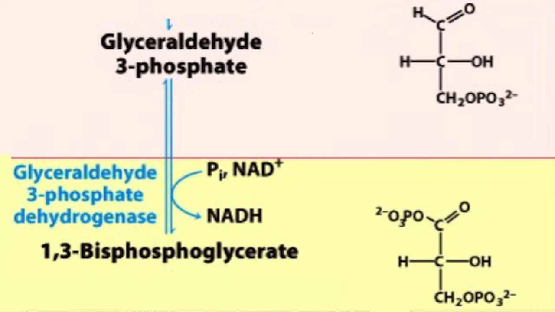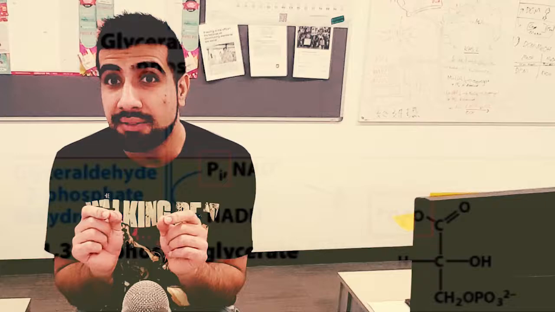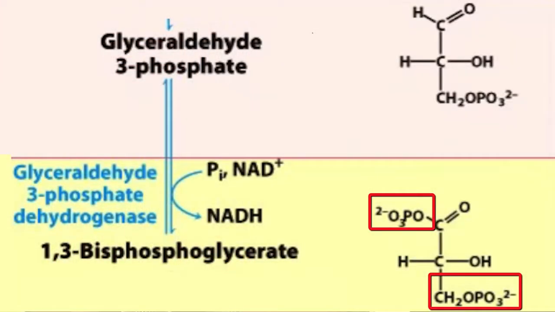What we also see is the addition of a phosphate group, or inorganic phosphate, represented by Pi. And so this dehydrogenase takes that phosphate group and attaches it to the first carbon of the glyceraldehyde 3-phosphate to produce 1,3-bisphosphoglycerate. Again, it's bisphosphate, not diphosphate, because those phosphate groups are on different carbons.